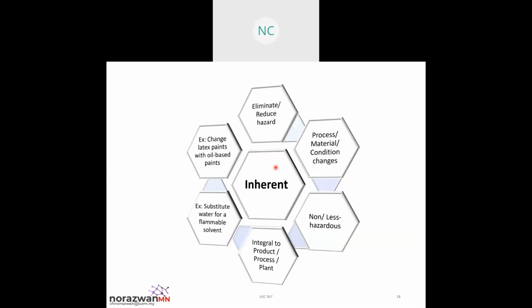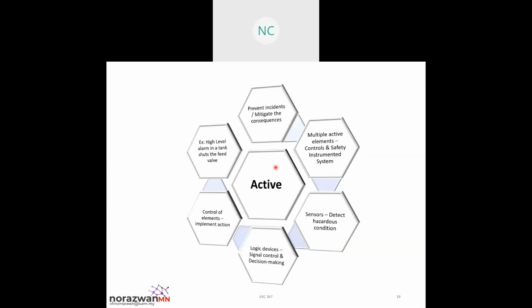You have inherent, passive, and then active. Active is more towards the control, how you can control using the instrument system. You have your sensors, your signal control, and your decision making device. All of these are active. Active means you need to install third party equipment, so you need to install other things inside this equipment.